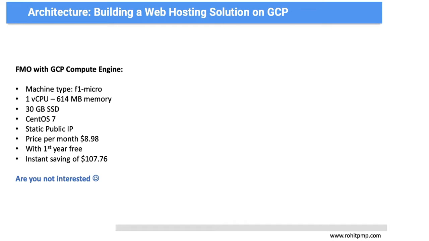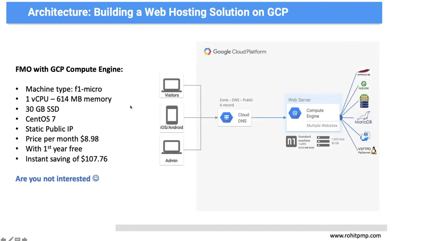So let me show you this simple architecture diagram. If you are a visitor using a laptop or Android phone or an iOS phone, or even if you are the admin, you are going to hit the Google Cloud Platform using the domain name of your website, which is hosted on this web server.